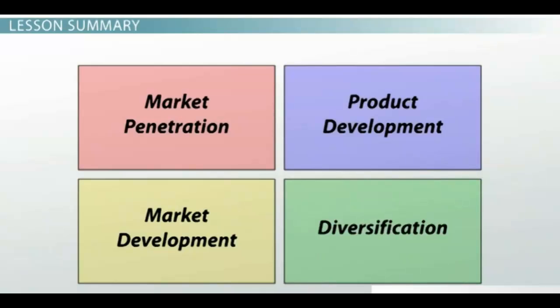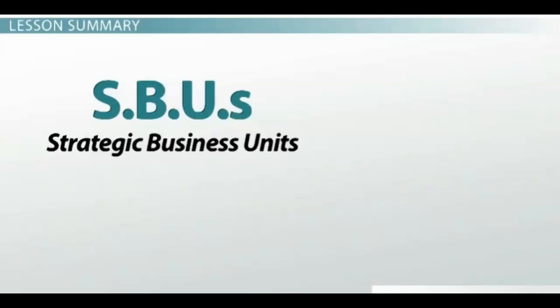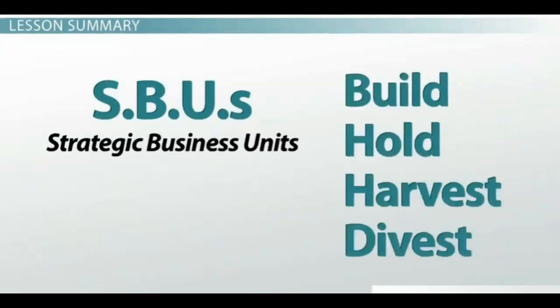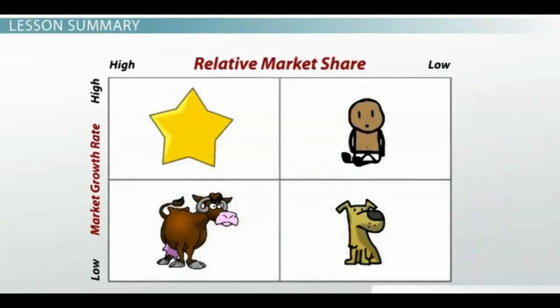By dividing large companies into strategic business units, companies can choose whether to build, hold, harvest, or divest specific products and brands to ensure product, profit, and market growth. Whether these SBUs are up-and-coming stars, top-earning cash cows, in need of development problem children, or lazy dogs, companies use portfolio matrices to determine the best decision for the business.